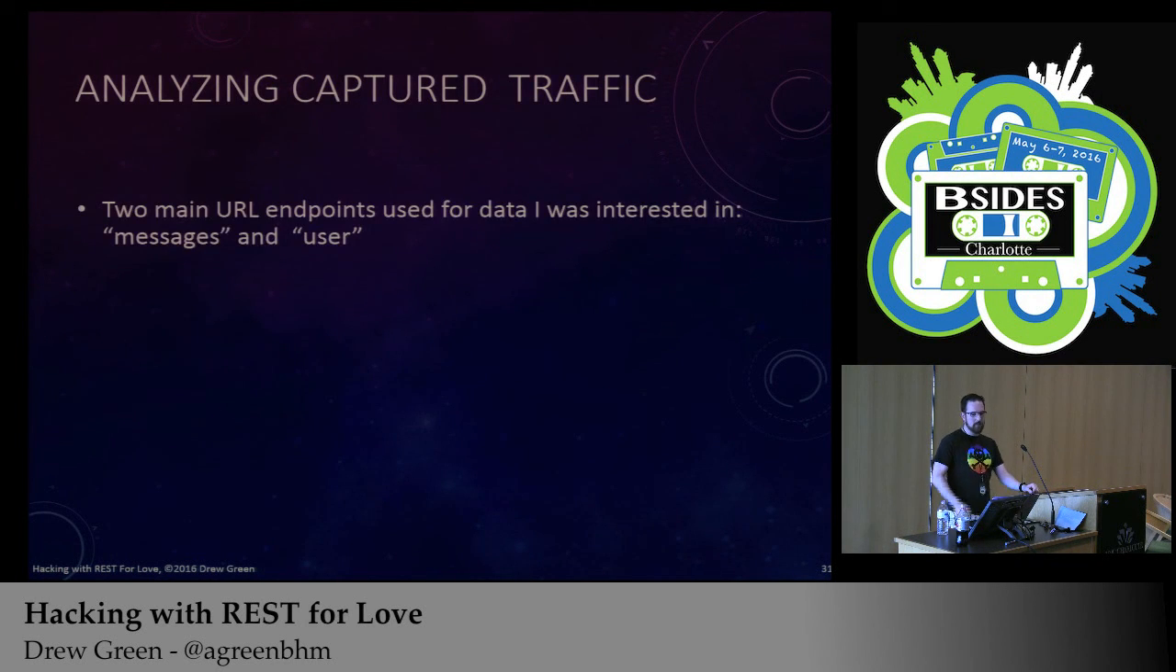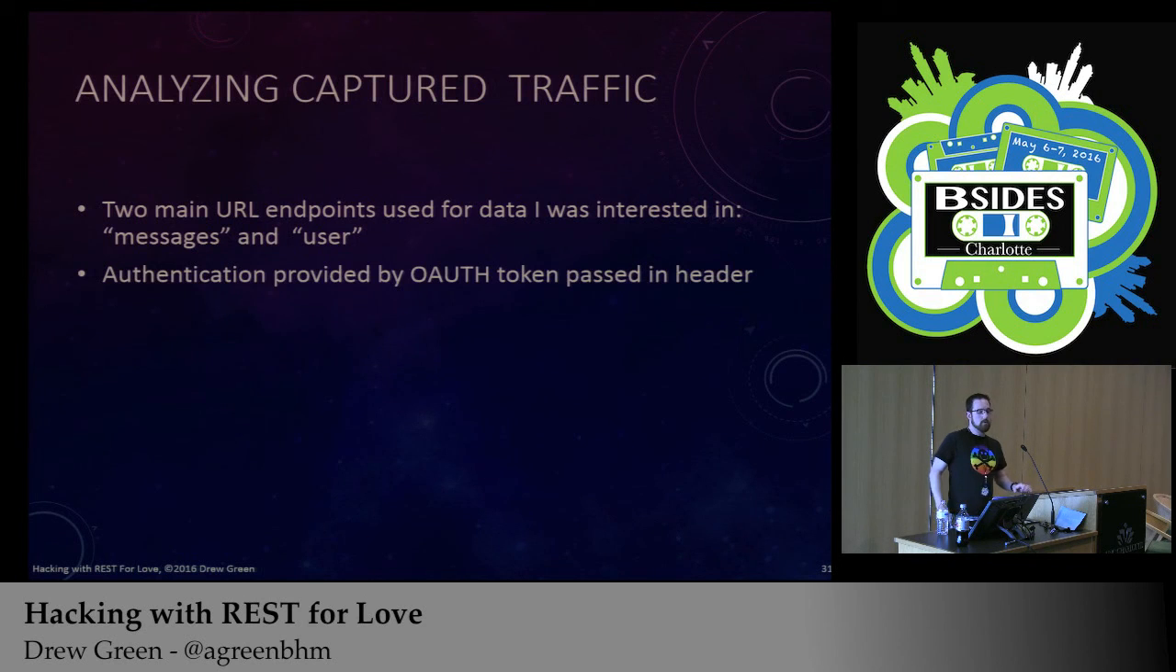So analyzing captured traffic. There are two main endpoints, and I might have mixed these up from what it actually was, but the gist of it was a message endpoint and a user endpoint. It's fairly clear to see what those were. There was an OAuth token used for authentication. It didn't really matter too much, except that I had to use that same token when I was testing this out using my REST client. The PyCharm REST client has a nice little place where you can put headers, so all I did was copy and paste, and now I'm authenticated. We're not checking user agent or anything crazy like that. I mean, you could, but they didn't. So all I had to do was authenticate, and there I am.